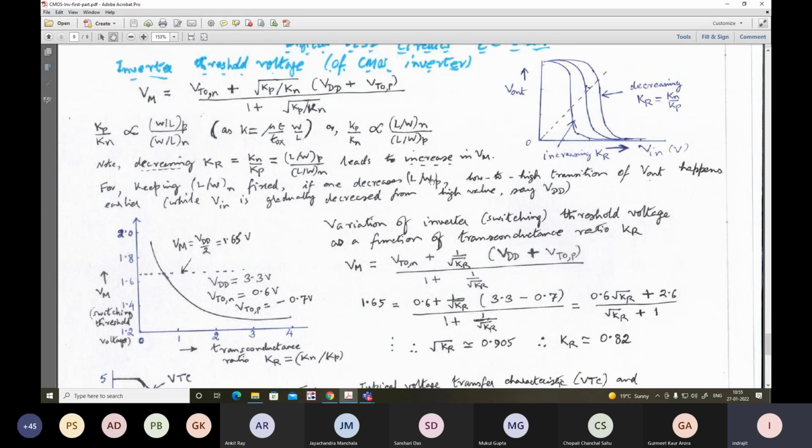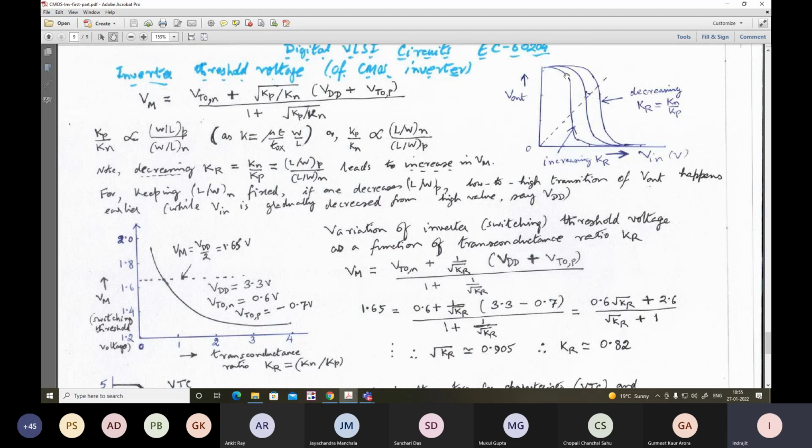Now, suppose this is the nominal value of Kr. If you keep L by Wn fixed, and if you decrease L by Wp, what happens? As you can see, the low to high transition of Vout happens earlier. That means the resistance offered by the PMOS transistor is less. So if the resistance offered by the PMOS transistor is less, then the low to high transition.